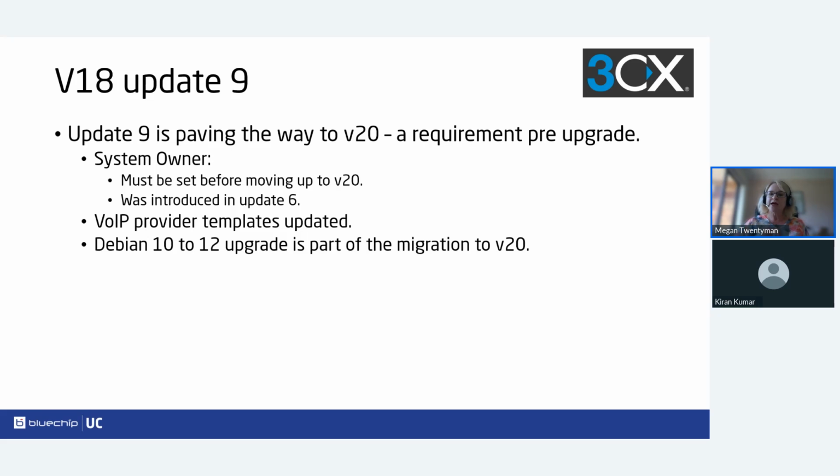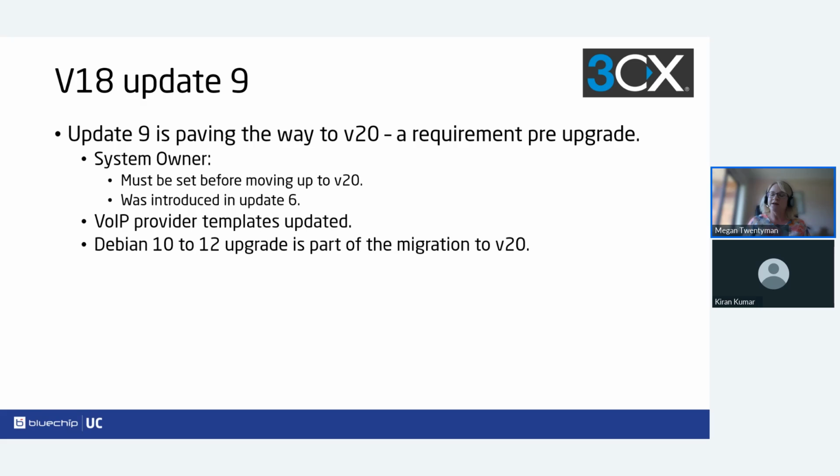Then we had update 9 come in just last Friday, I believe it was, our time overnight. So this is paving the way to go to version 20. It is a requirement or a prerequisite to go up to version 20. It's enforcing that a system owner must be set, and it's also updated some of the VoIP provider templates, and it's getting ready for the Debian 10 to 12 migration into version 20.